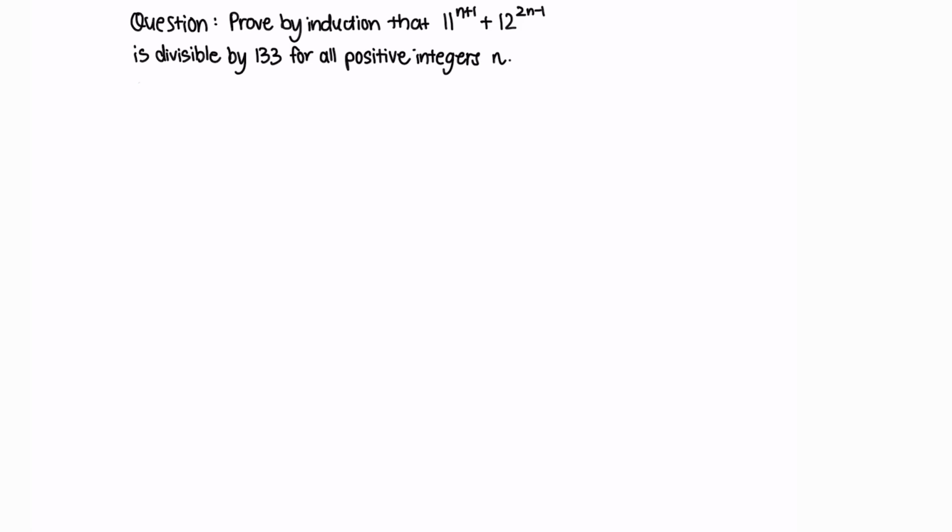Again, your first step will be to write everything down in terms of mathematical notation. If you remember, divisible by 133 just means that this number equals 133a, where a is an integer. In this case, it's safe to assume that a is a positive integer, because if n is a positive integer, then this expression over here is a positive integer. Again, your next step is to prove that the base case is true.